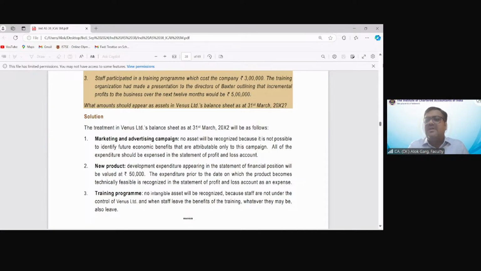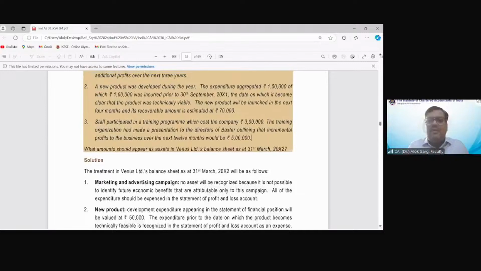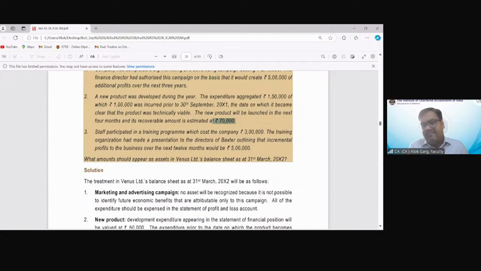Sanya is asking a question, sir, in question number 2, whether we need to ignore this 70,000 rupees. Sanya, this 70,000 rupees is more than 50,000 rupees. So it is given that the intangible asset under development is capitalized at 50,000 rupees. But the future economic benefit, the recoverable amount is 70,000 rupees, right? So it is more than 50,000 rupees. So it has to be ignored. But what happened? If instead of 70, it would have been 40,000, then what would happen? अगर 70,000 की जगह 40,000 होता तो क्या होता?